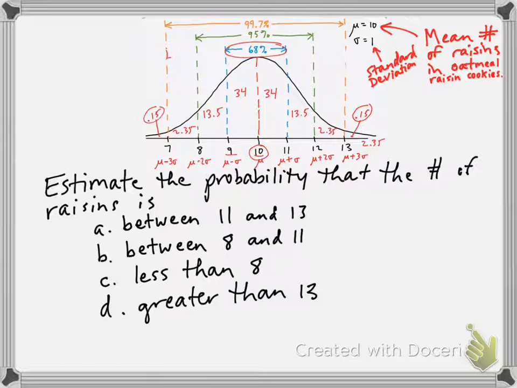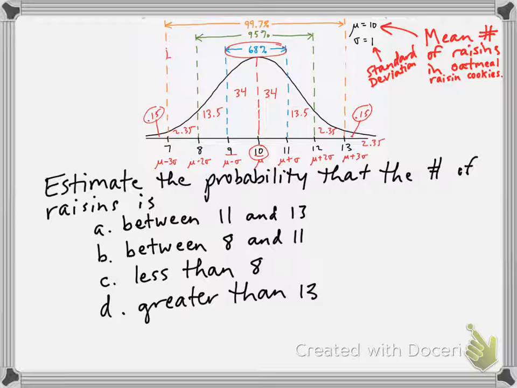So here's what you're going to do. Estimate. Just to identify what these numbers mean, the mean being 10 represents the average number of raisins in selected oatmeal raisin cookies, and the standard deviation was 1. That gives us our numbers down here on the bottom.